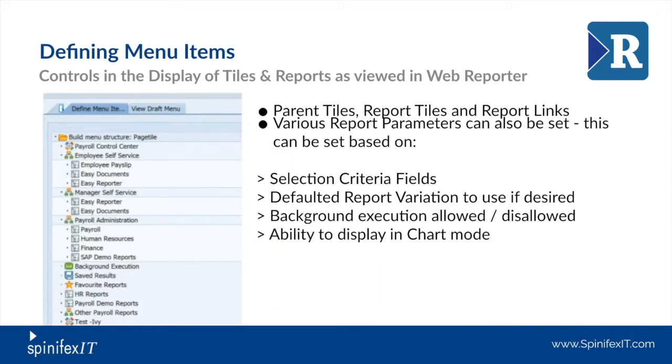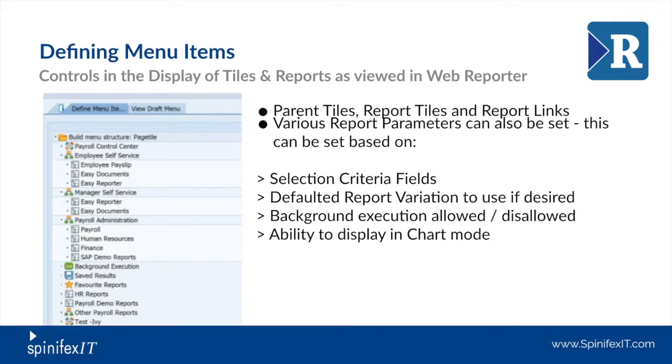So once you're in the Define Menu Items screen, you will see what looks like a tree structure, like I'm showing here on the left, which basically represents your web reporter tiles. Notice the parent tiles, like the four you see listed here, ESS, MSS, Payroll Administration, and Background Execution. And then embedded in those are report tiles, like the four you see listed here underneath Payroll Administration. If we were to drill into each of those at that level, we'd see the individual report links.